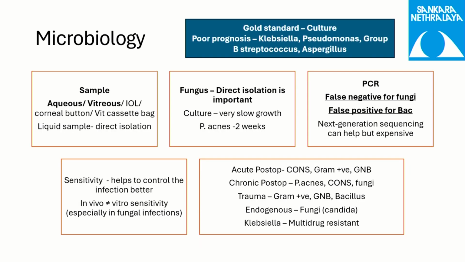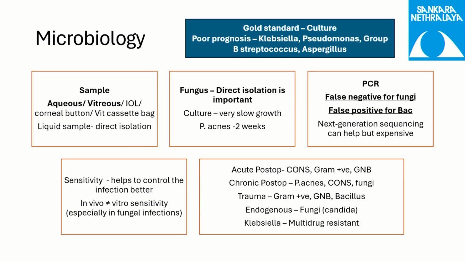Yes. So microbiology, gold standard is of course culture. Out of so many things in this slide, the most important thing I want you all to remember is these organisms: Klebsiella, Pseudomonas, Group B Streptococcus, also known as Streptococcus agalactiae, and Aspergillus. They are associated with very poor prognosis. Klebsiella and Pseudomonas being multi-drug resistant, they are inherently generally resistant to the empirical antibiotics which we use, which are vancomycin and ceftazidime. So when culture is isolating these organisms, we should be on our toes and we should look for sensitivity. We should follow up the patient more closely than we do for other organisms.